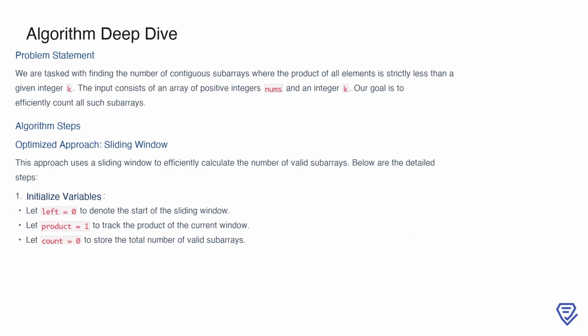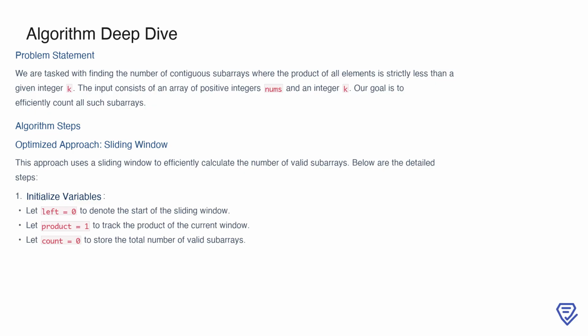The goal of this problem is to count all contiguous subarrays where the product of the elements in the subarray is strictly less than a given integer, k. We are given an array of positive integers, nums, and an integer k as inputs. To solve this problem efficiently, we use a sliding window approach. This method allows us to dynamically adjust the size of a window to include or exclude elements based on the product condition.